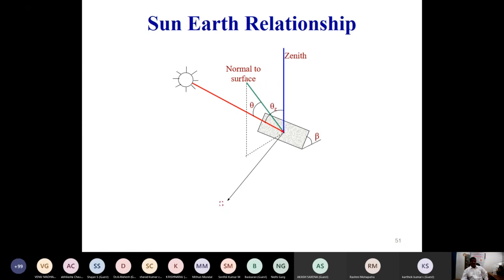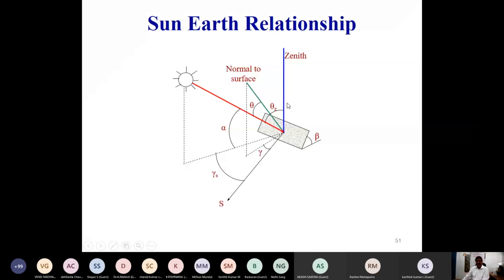I am going to ask a small question as per our discussion on solar geometry. These are the summit relations I am showing. There is one inclined surface with a tilt angle beta, and this vertical line shows the zenith position. The green line shows the normal to the inclined surface. The red line is the sunbeam.